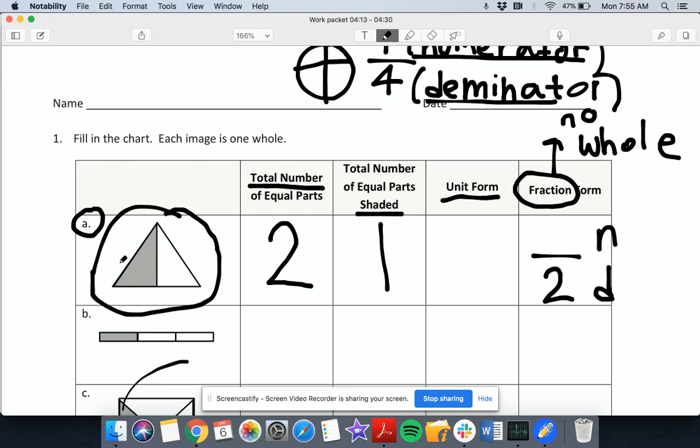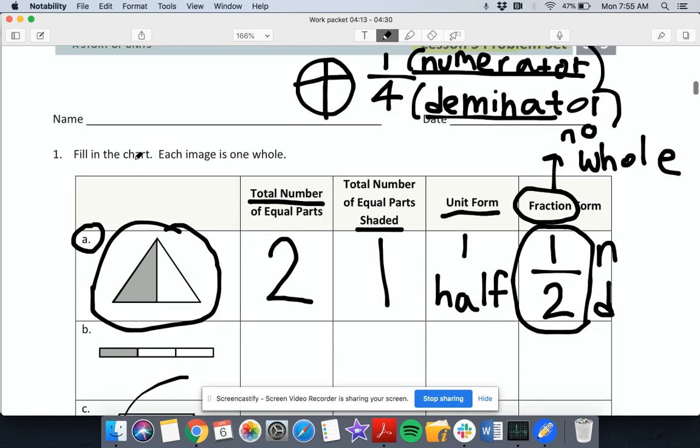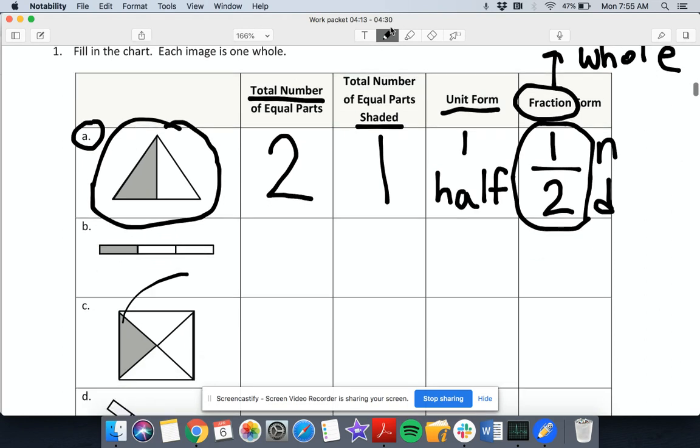So just shaded will be the numerator. So how many shaded pieces did we find? We just found 1. So my fraction form is 1 over 2, or this is also 1/2. Okay, that's our unit form, that's our word form, 1/2. Okay, because 1/2 of this triangle is shaded. Okay, let's move on to this next problem.